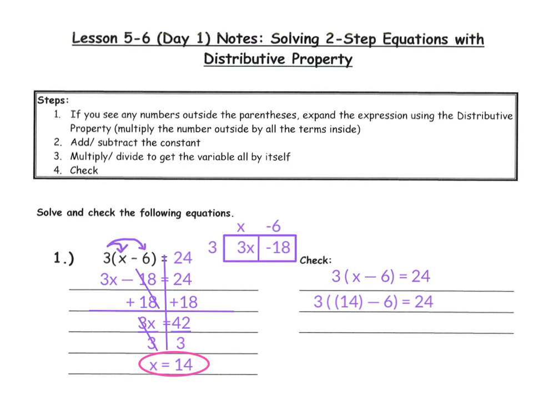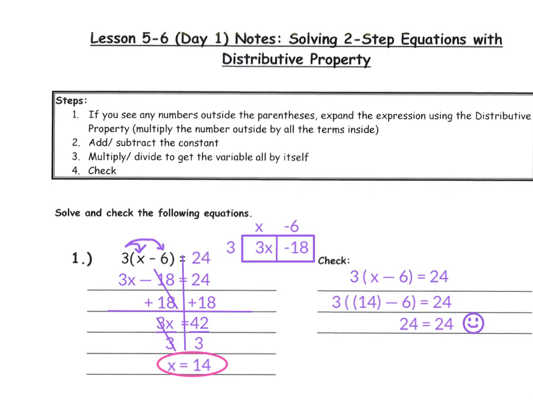So make sure if you're putting it in your calculator, you end up putting it in exactly the way you're looking at it with the parentheses and everything. 14 minus 6 is 8. 3 times 8 is 24. 24 equals 24, so this checks. And then remember to give yourself a little smiley face there.